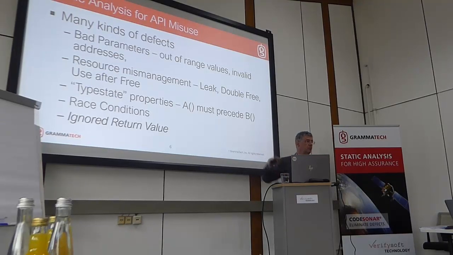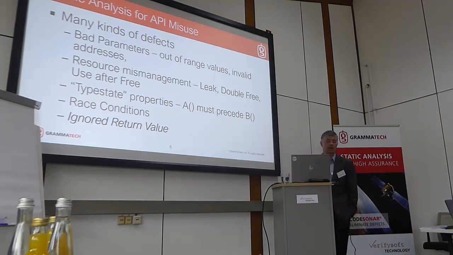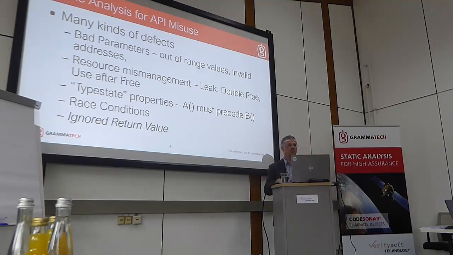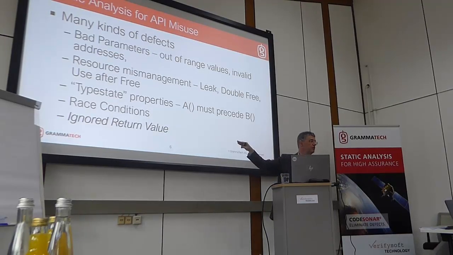Then race conditions can be caused by API misuse as well. But what I'm going to talk about today is mostly the ignored return value checker. This is where you're calling a function, you're getting a return value back in the return code, and it's being ignored. Now it may not be ignored immediately, it may be assigned to a variable, and then that variable is subsequently ignored. That turns out to be a fairly important check. It's already in CodeSonar, but today we're going to talk about how you can use machine learning to enhance it significantly.